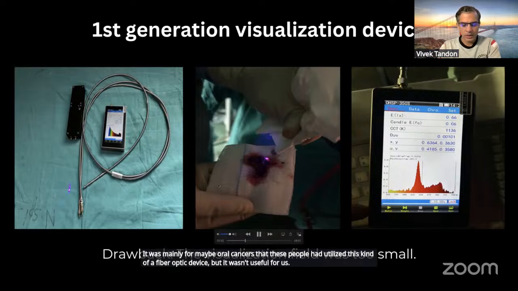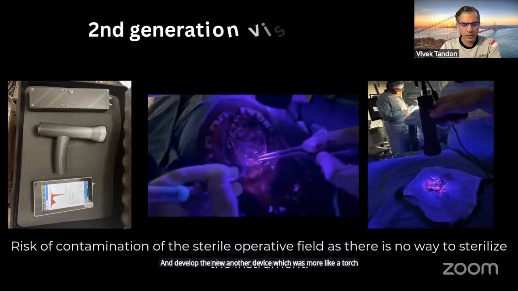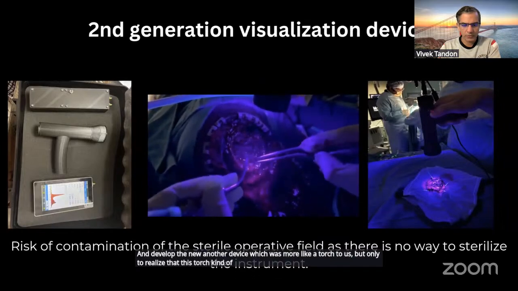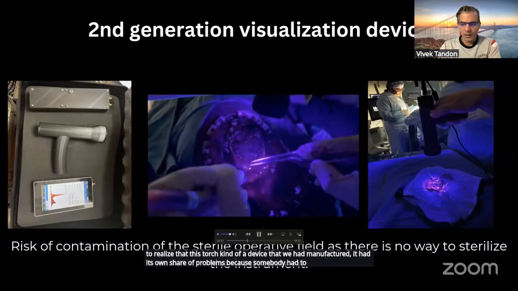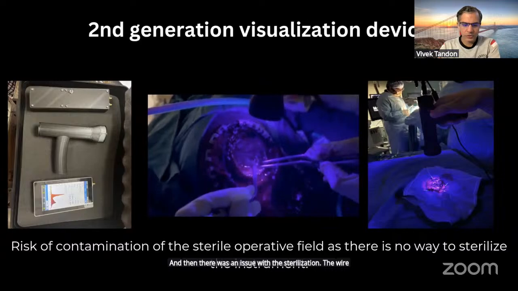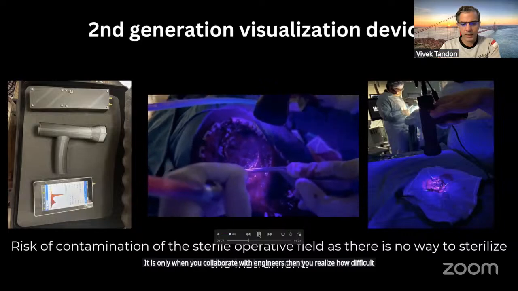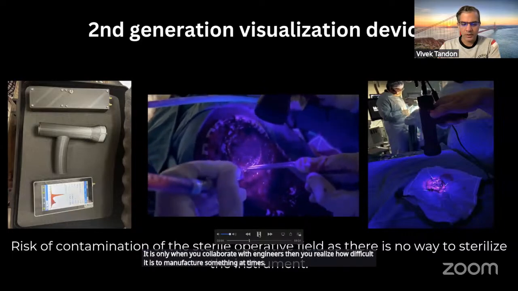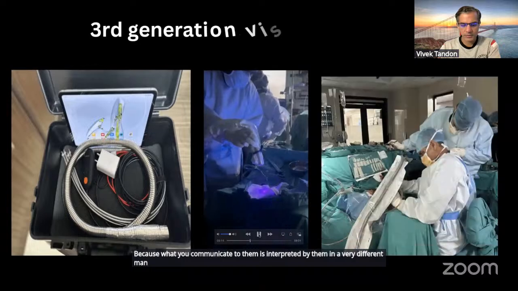So we went on and requested them, provided them with some ideas, and sat with the engineers and developed another device, which was more like a torch, only to realize that this torch kind of device had its own share of problems because somebody had to hold this torch. And then there was an issue with the sterilization. The wire was not very long. It is only when you collaborate with engineers that you realize how difficult it is to manufacture something at times, because what you communicate to them is interpreted by them in a very different manner. And sometimes these devices may not be ergonomic.